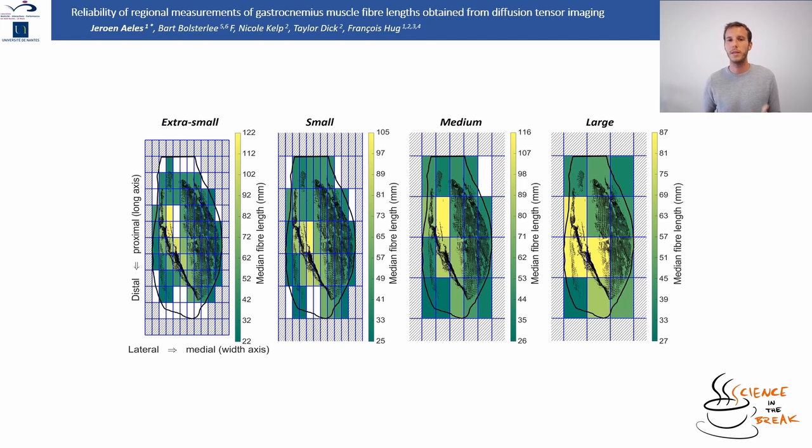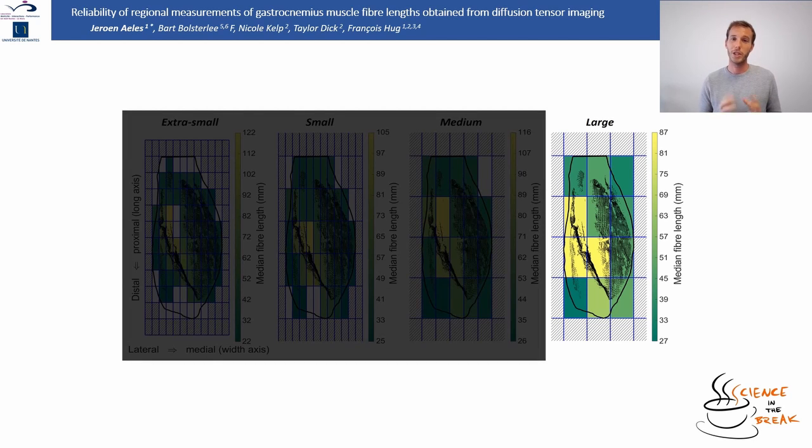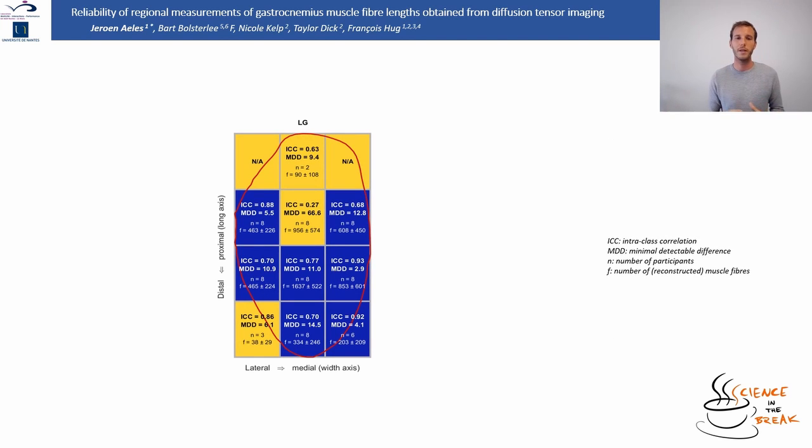So we compared these 4 different sizes and, you'll have to believe me or read the paper, the large region sizes are the best. They're more reliable for these kinds of measurements. For all the large regions of all our participants, we looked at each region and we basically looked at the reliability in each of those regions, just to get an idea of whether, in all of the regions of the muscle, we can reliably get these muscle fiber lengths.